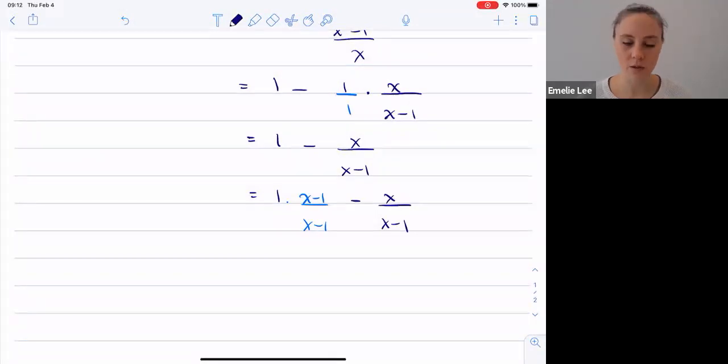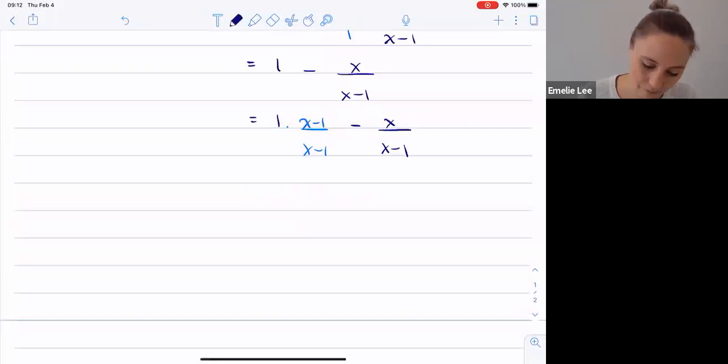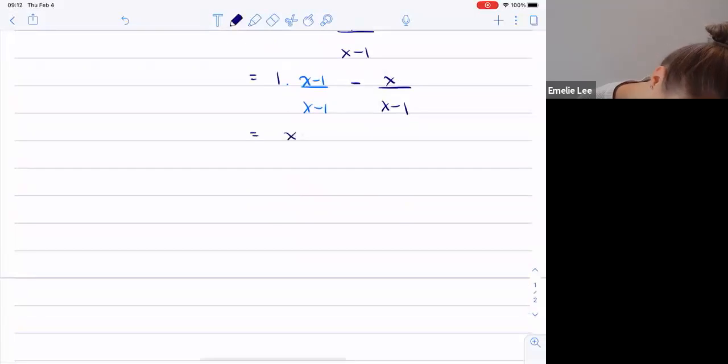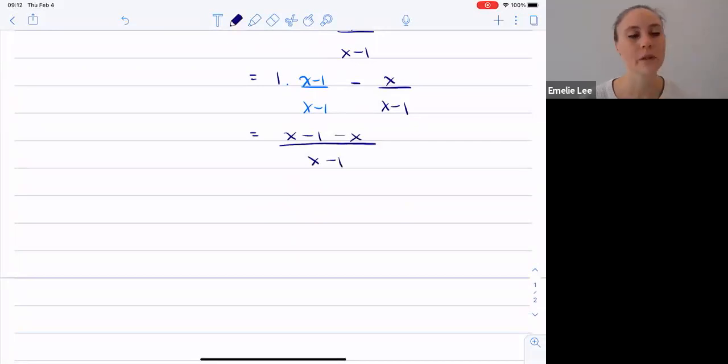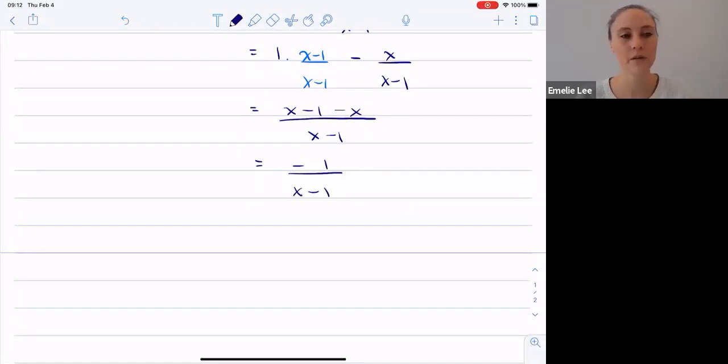Okay. Putting this over the common denominator and just kind of expanding 1 times something, I'm not going to bother showing that as one step. I'm going to just combine the numerator. So I get x minus 1 minus x over x minus 1. Right. x minus x is going to go away. So I just have minus 1 or negative 1 over x minus 1. You could move that negative around. I'm just going to leave it where it is.